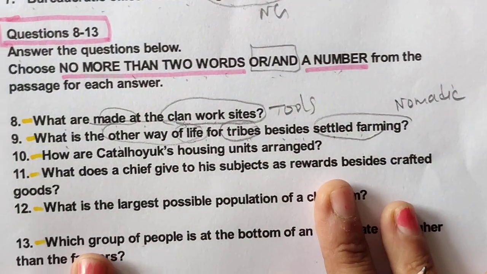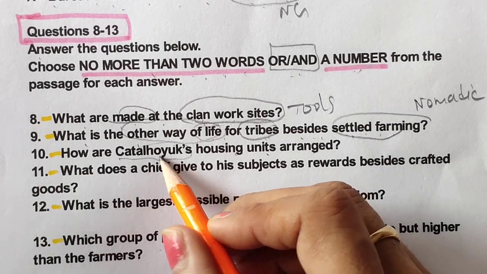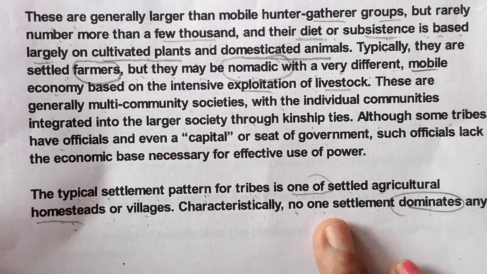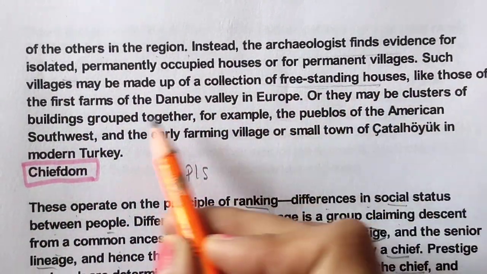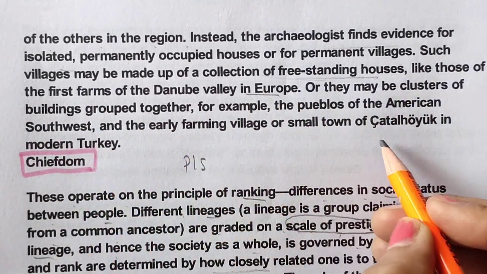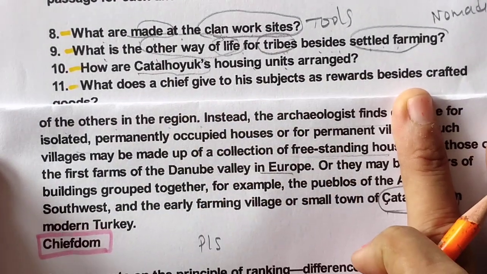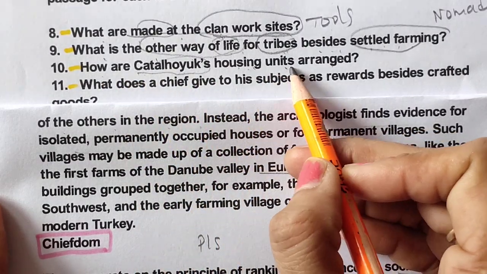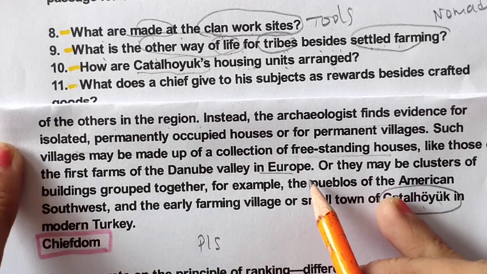Coming to the next, how are these housing units arranged? Now I have to find this word. Here nothing is like that, so we will go to the next page. Freestanding houses, Europe. Yes, this word is here. Now find the answer with me. How are the housing units arranged? So this word is here, and after this nothing is there, so we need to read it from here.